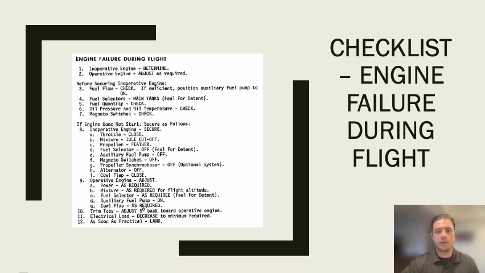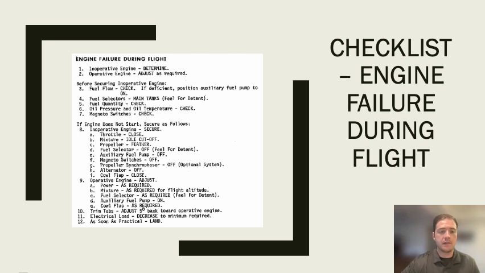For each phase of flight, if we lose an engine, the process and the checklist is going to be a little bit different for handling the emergency. So the first thing we can see is, before securing the inoperative engine, the checklist is going to have us verify that we haven't just cut off fuel to the engine. We want to make sure that the engine is actually inoperative before we just shut it off.